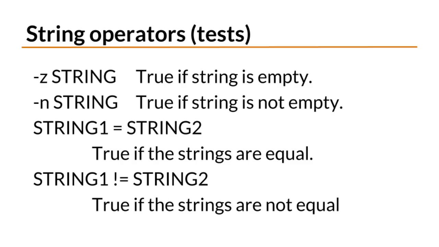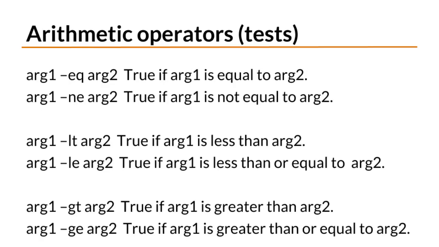If you place two strings on either side of an equal sign, then it will return true if those strings are equal. You can also test if two strings are not equal by using an exclamation mark before the equal sign. You can also do number comparisons like -eq to test if the numbers are equal, or -ne for not equal, -lt if the first number is less than the second number, -le if the first number is less than or equal to the second number, -gt if the first number is greater than the second number, and -ge will return true if the first number is greater than or equal to the second number.